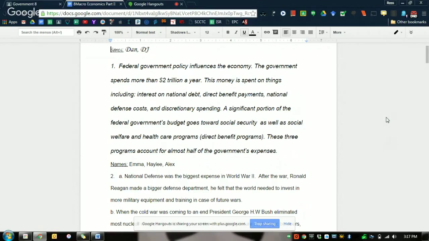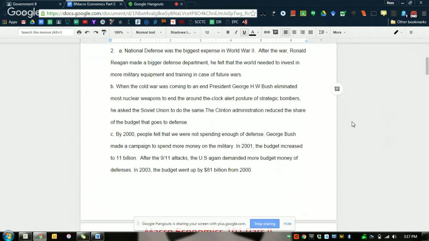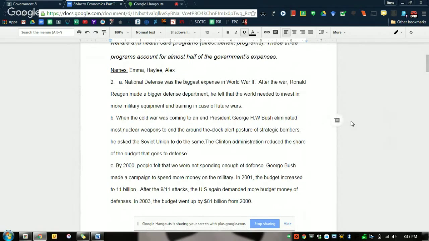A significant portion of the budget goes to Social Security. It's about $500 million just for Social Security, as well as social welfare and healthcare programs. Again, those are direct benefit programs, and those total about $960 billion, yes, with a B, billion, of the $2 trillion that we spend. These three programs make up pretty close to a half of that 2 trillion number that we've been spending.